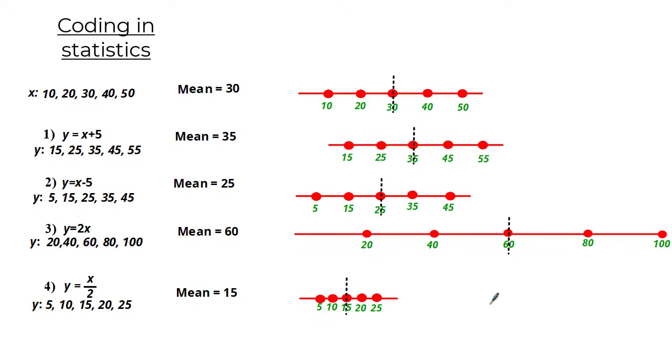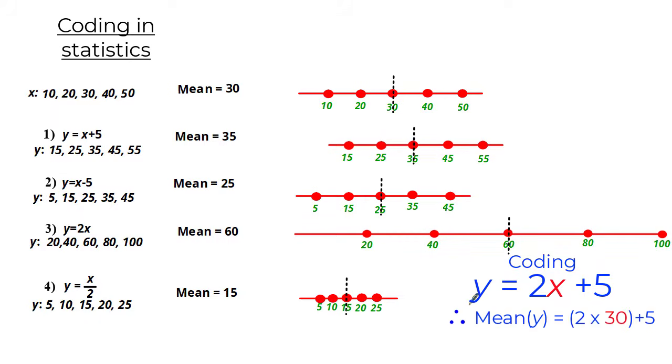So for example, if we use the coding y is equal to 2x plus 5, using this coding, we could straight away work out that the mean of the coded data would be 2 multiplied by 30, which was the mean of the original data, plus 5, which is equal to 65. Another thing we can observe is that the mean of the coded data will always be affected by the operators addition, subtraction, multiplication, and division that are used within the coding equations.